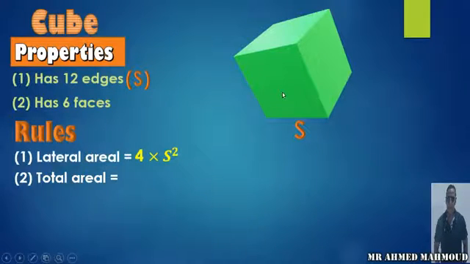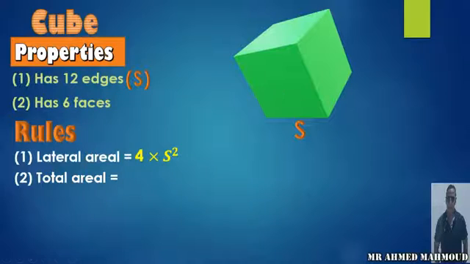The lateral faces are formed from 4 faces, each of them a square. Then to find the lateral area, we multiply 4 times s power of 2, because the area of each square equals s power 2. Then the lateral area equals 4 times s power 2.